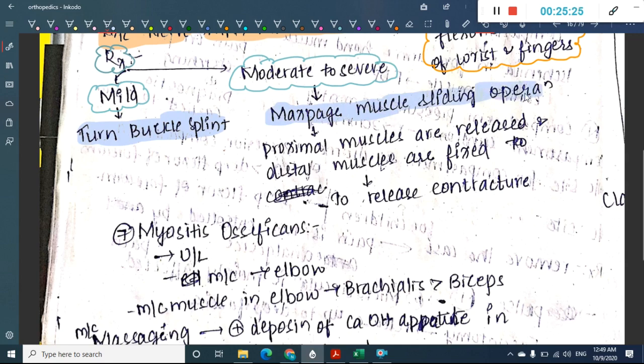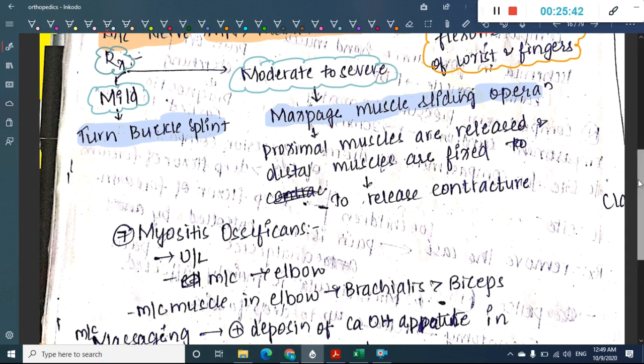In this, the proximal muscles are released and the distal muscles are fixed. So this will release the contracture. So if the Volkmann's ischemic contracture is mild, then you will have to do a turnbuckle splint. If it is moderate to severe, then you can do the Max Page muscle sliding operation.